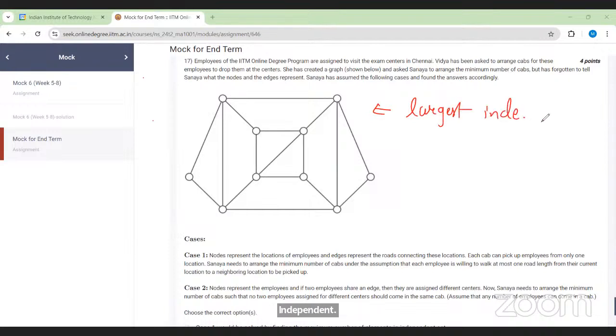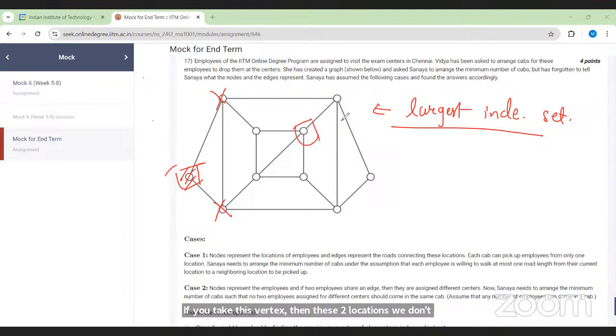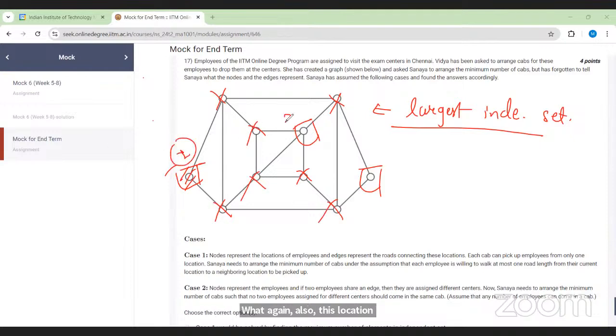For case 1, we need to find the minimum vertex cover, then subtract it, and then we get the answer. Yes, maximum independent set. We have to find the maximum independent set. Because if you take this vertex, then for these two locations we don't have to send a cap. If I take this vertex, again this location, this location, this location, I don't need to send a cap. Again, if I take this vertex, this location also. So I have to send the cap to 3 locations only.